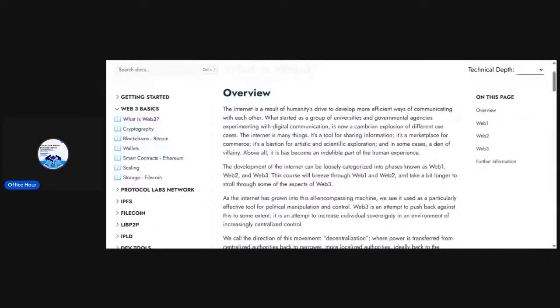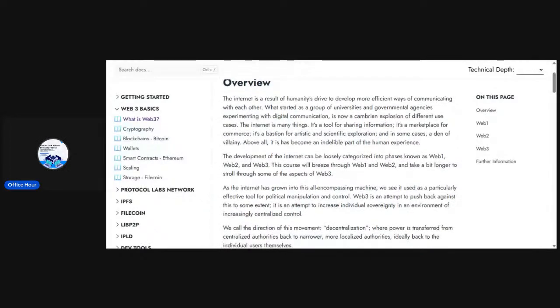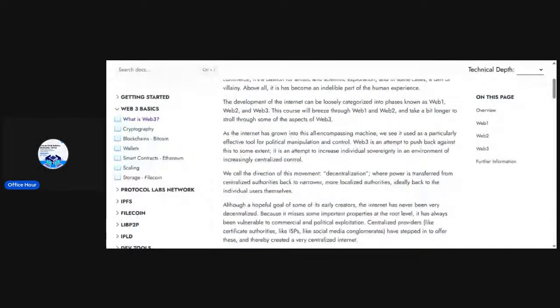All right, so Web3 has come. We call the direction of this movement decentralization, where power is transferred from centralized authority back to narrower, more localized authorities, ideally back to the individual users themselves. Check this word: decentralization. For those joining for the first time, power is transferred from centralized authority back to narrower, more localized authorities, ideally back to you and I. It's no more in Aso Rock, in Abuja, but rather each state is having power.